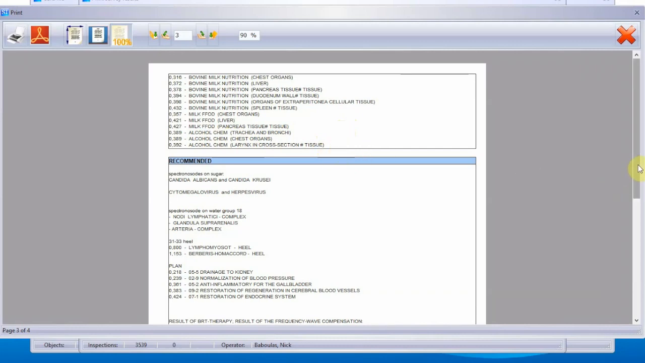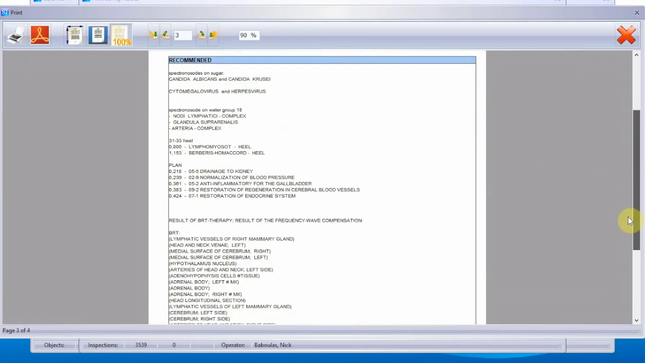Lastly, this is the list of recommendations overall that we had for this patient. We would make spectronosodes on sugar granules, which are the blank homeopathic pellets you would see. We would make one that includes candida albicans and krusei, and another specific remedy for cytomegalovirus and herpes virus.